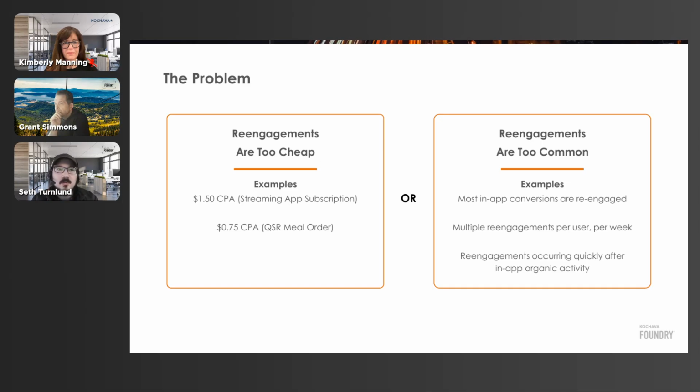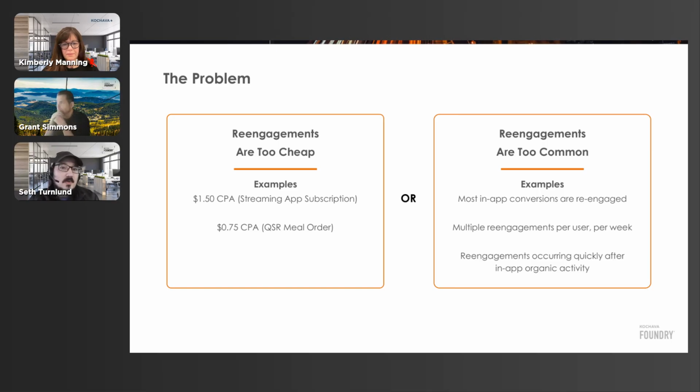If you are, for example, a QSR and you're able to get mobile order re-engagements for, let's say, 50 cents a piece or even cheaper, or you're a hotel company and you're able to drive converted users to getting hotel packages for $1 or $2, it's very likely that the re-engagement settings are simply too loose, and you're getting a lot of organic traffic being converted into re-engaged by the attribution system. Another way you can look at this is re-engagements are simply too common.